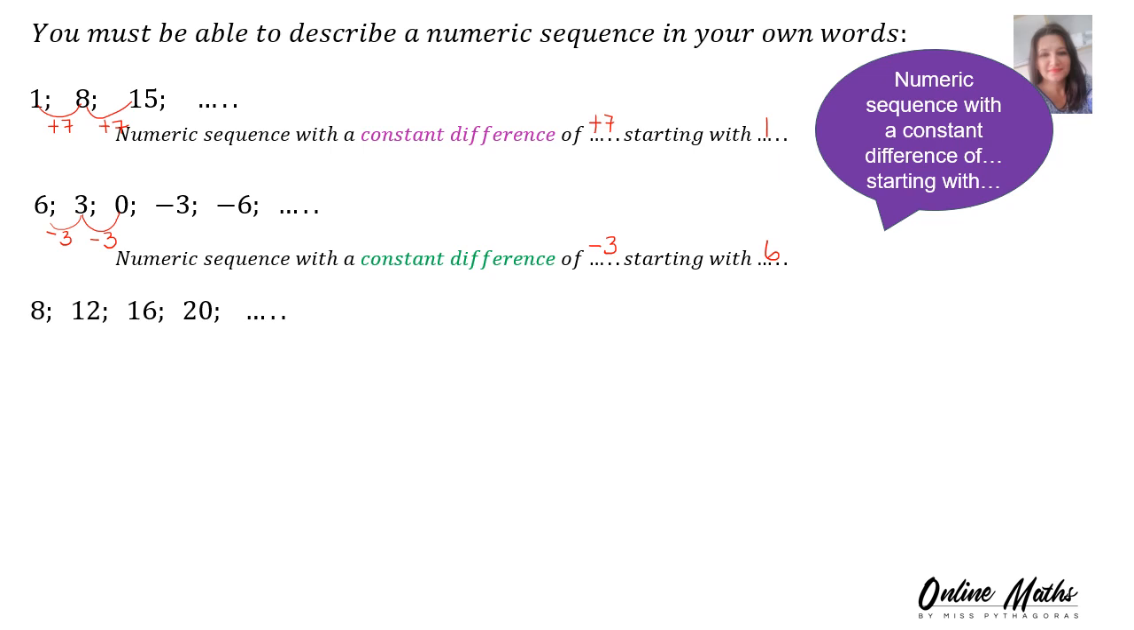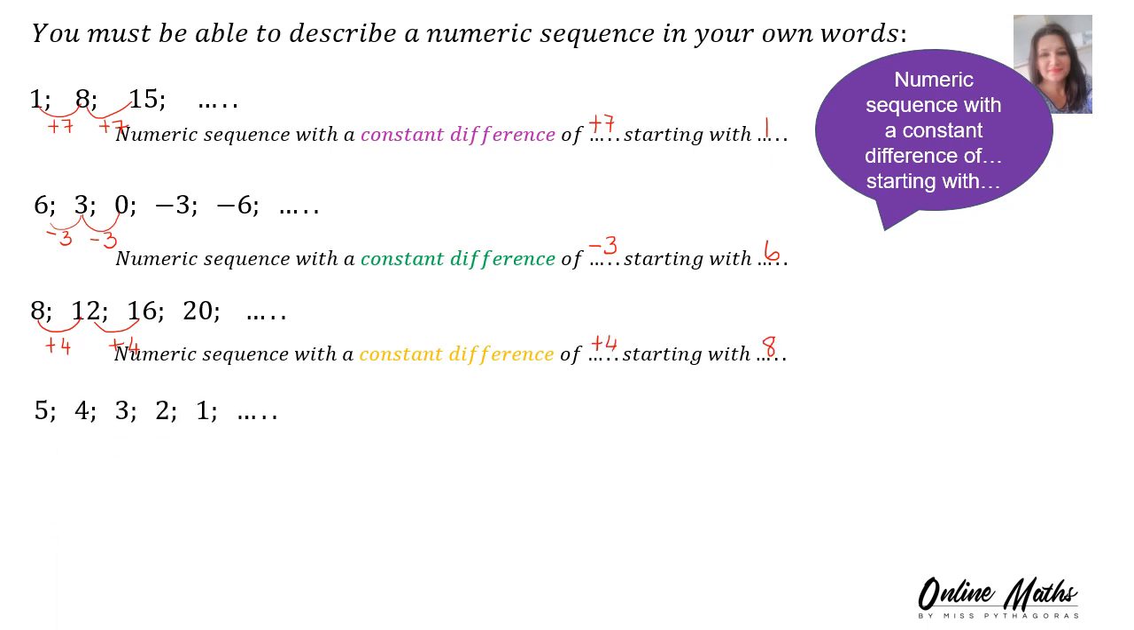When I give you the sequence 8, 12, 16, 20, then you can see to get from 8 to 12, you added 4. To get from 12 to 16, you added 4. Therefore, this one is a numeric sequence with a constant difference of plus 4, starting with 8 as the first term.